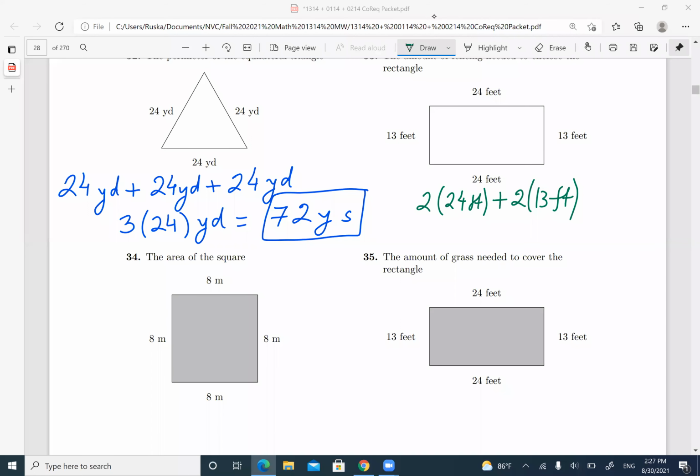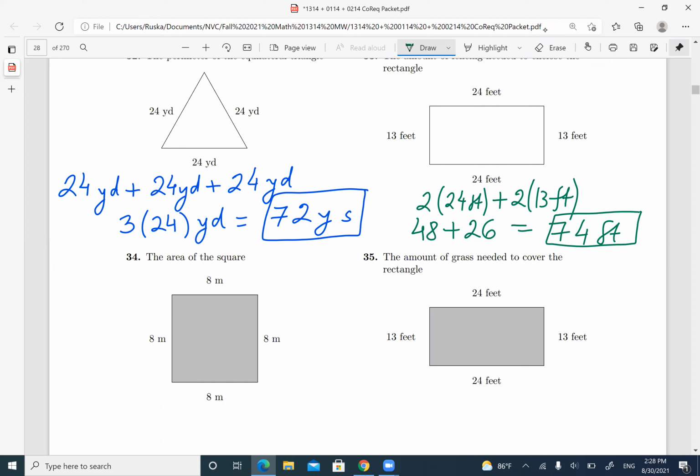Hold on, my pen is not working right now. Just a second. Give it a minute. I don't know why it's not responding. Something going on. Okay, so when you multiply 24 times 2 is 48, plus 26 is going to be 74 feet. So that's the answer for this one.